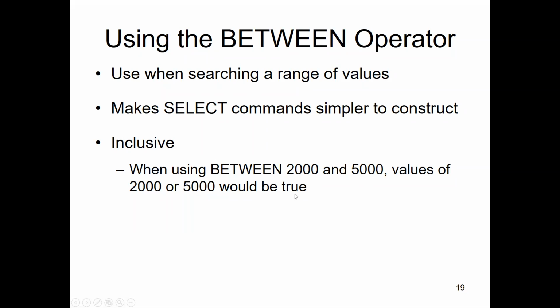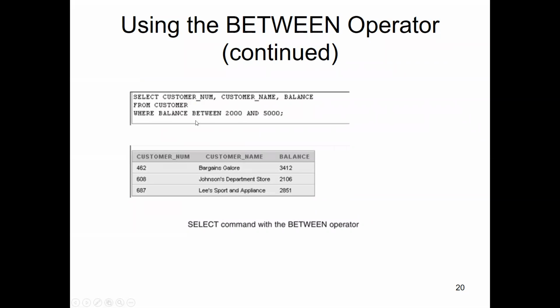So between, that's going to give us a range of values. So we're still talking about the where condition. Now we're going to get the rows where we have a range of values between an upper and a lower limit. And you can see that happening here. The lower limit is 2,000. The upper limit is 5,000 for the field balance.